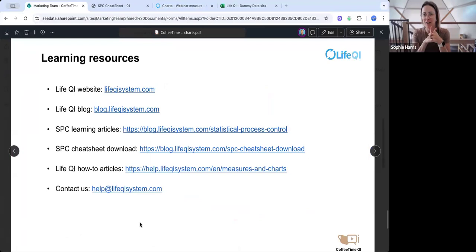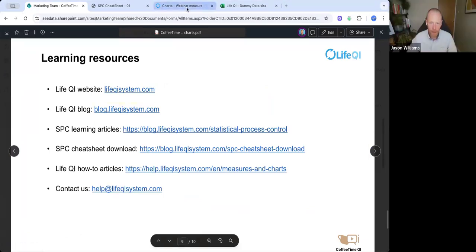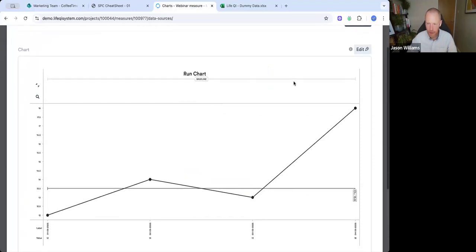I know we are running short on time, but we have had a request in the chat. If you could just quickly show how to set the baseline on a chart, if that's okay. Okay. We can do it in here.